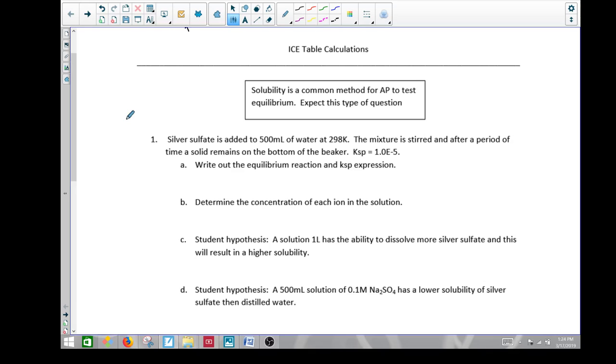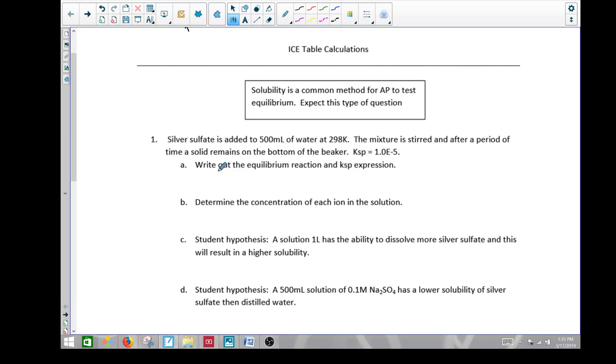Silver sulfate is added to 500 milliliters of water at 298 K. The mixture is stirred, and after a period of time solids remain on the bottom. Write out the equilibrium reaction and the Ksp. Just to review, you should be trying all this before I do it. It doesn't do much good to watch me do it. First things first, silver sulfate is the solid.